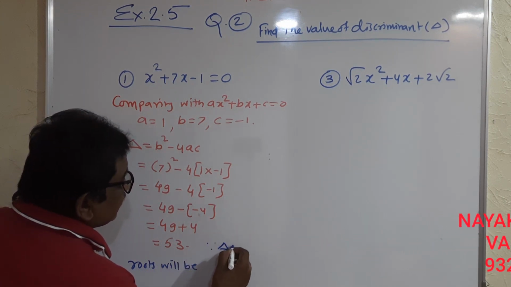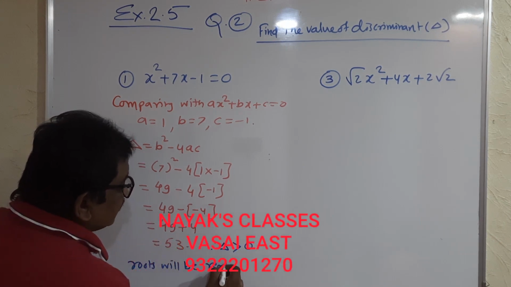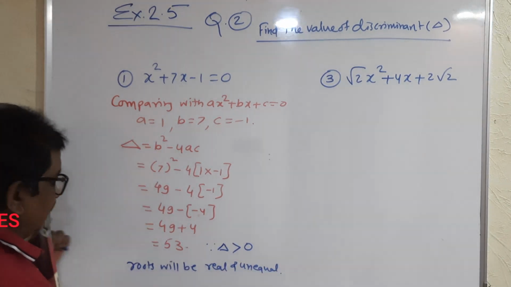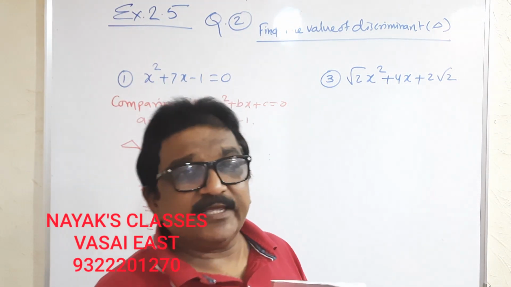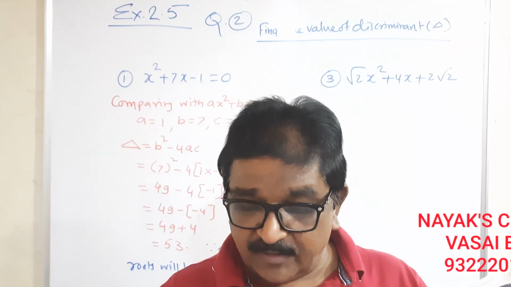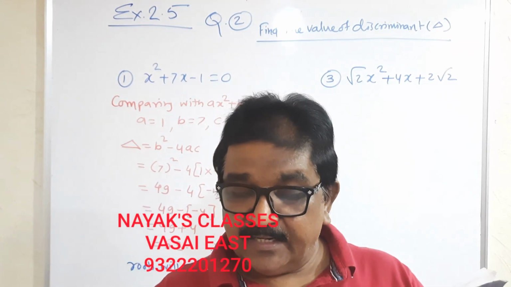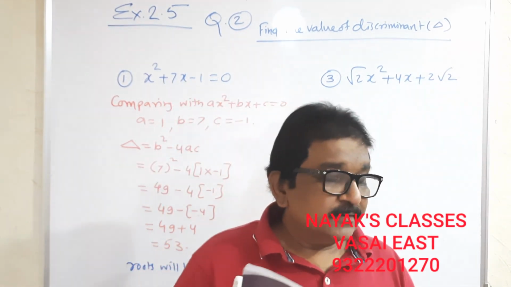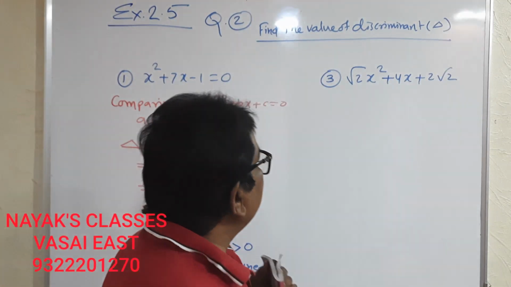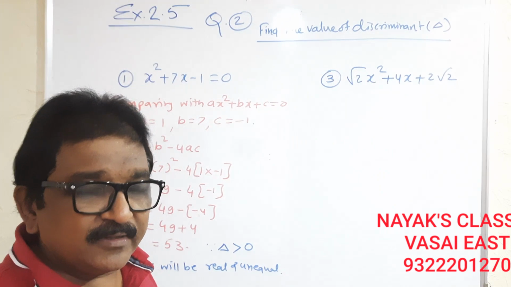Since delta is greater than 0, roots will be real and unequal. We can check here. Same type of examples we have to solve in the third question, so I am making practice of that only. When delta is positive, the roots are real and unequal. Now we are in the second. Second is homework. Please do it at home. It will give you good practice.